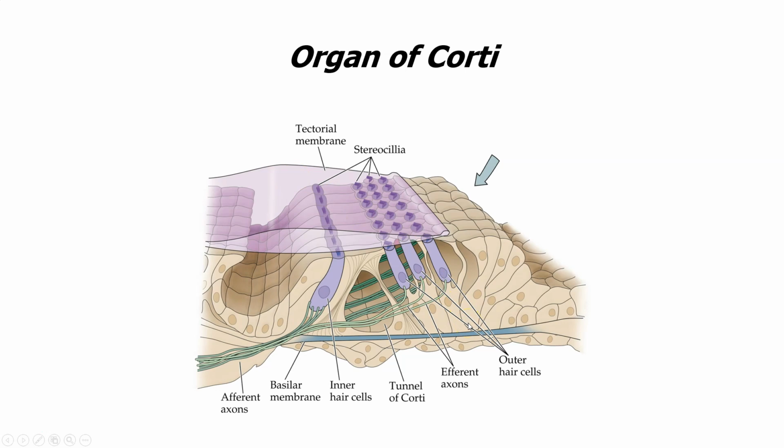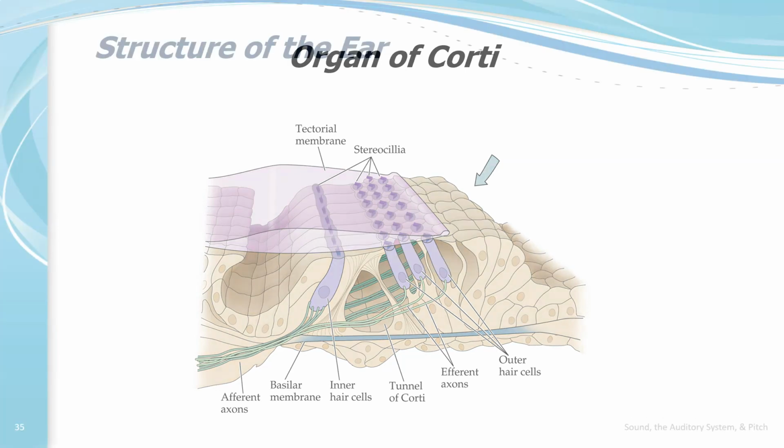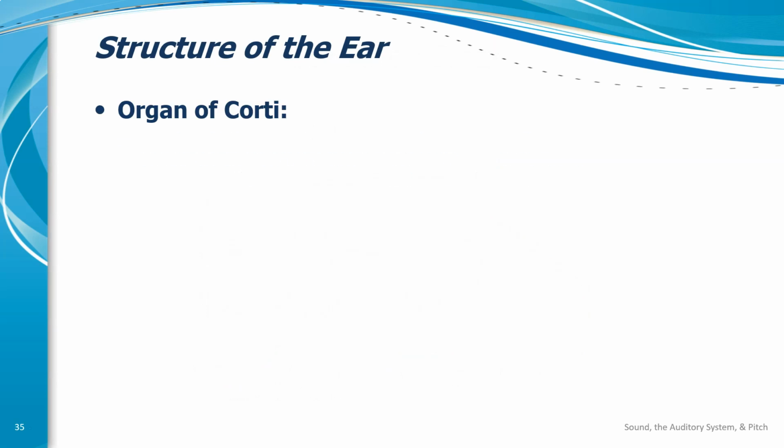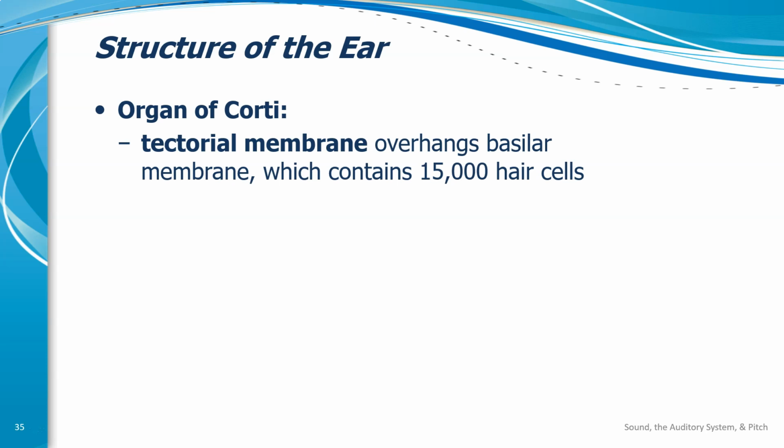Now, the basilar membrane is really important. I'm going to be talking about it a lot in the rest of this lecture, because the basilar membrane contains, finally, some of the receptor cells. We have the inner hair cells here, and then we have outer hair cells. We've got two different areas here and two different kinds of cells, interestingly. Okay, so to break down the organ of Corti, again, it's that purplish tectorial membrane which overhangs the basilar membrane, and it's the basilar membrane that contains about 15,000 hair cells per cochlea per ear.